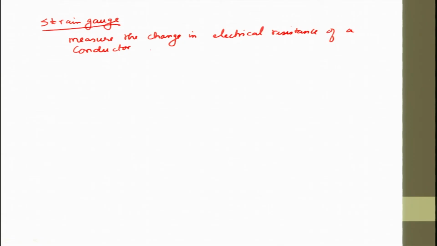So, a strain gauge is an equipment which is used to measure the change in electrical resistance of a conductor, because you can't use an insulator, by applying load. If you can measure the change in electrical resistance, that is the basic principle behind the strain gauge.